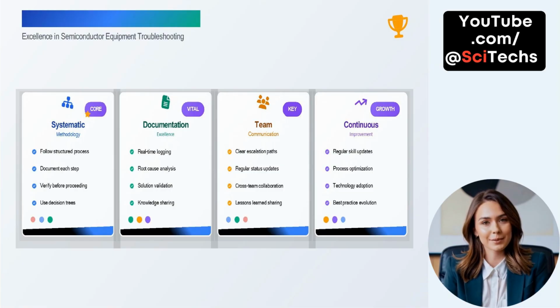Achieving excellence in semiconductor equipment troubleshooting requires a blend of structure, precision, teamwork, and continuous improvement. A systematic methodology is the core foundation. This involves following a structured process, documenting every step, verifying results before moving forward, and using decision trees to evaluate root causes and outcomes logically.